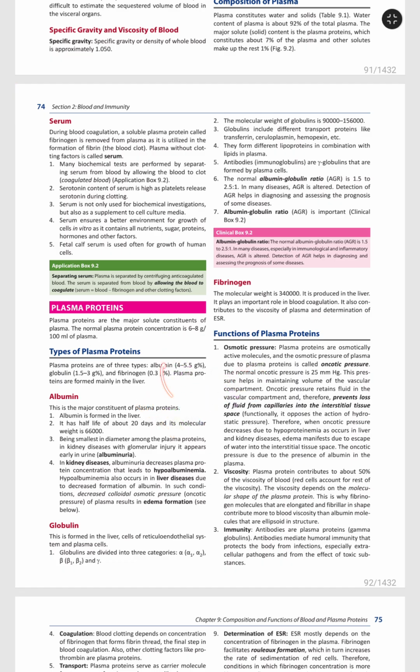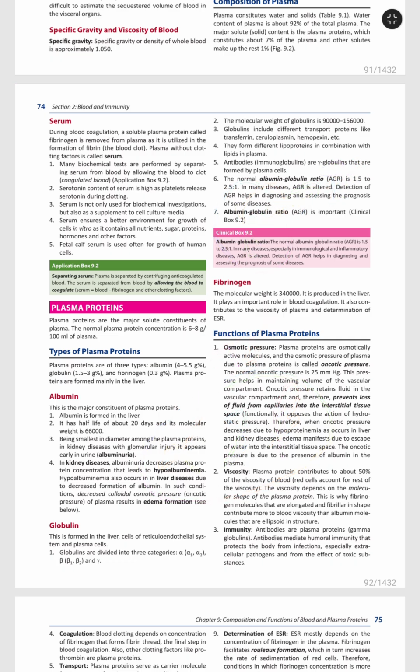Transport proteins like ceruloplasmin, which is important for our iron transport. Then transferrin again in iron transport, and hemopexin, whatever. So transferrin and ceruloplasmin, you should study about that in biochemistry. And globulin also forms lipoproteins in combination with lipids in plasma. And then antibodies are formed by gamma globulin. Now alpha and beta are mainly responsible for transport, whereas gamma is responsible for immunity.